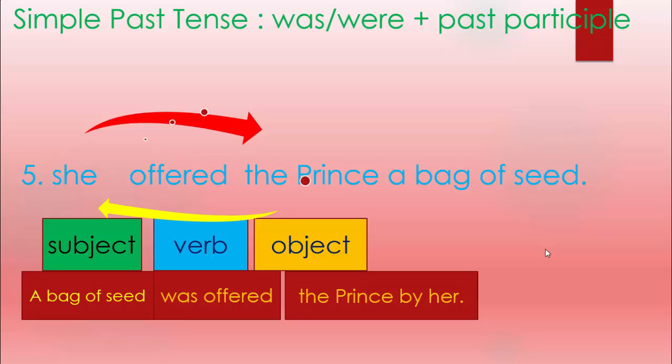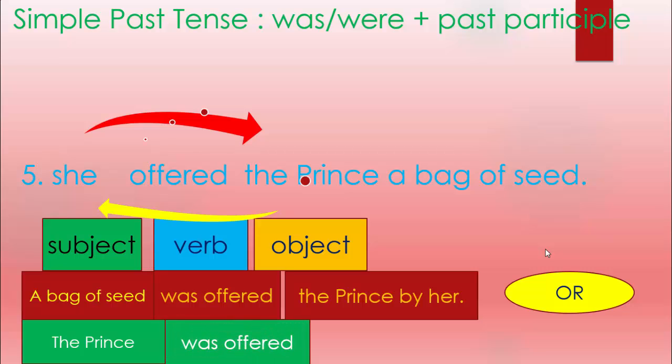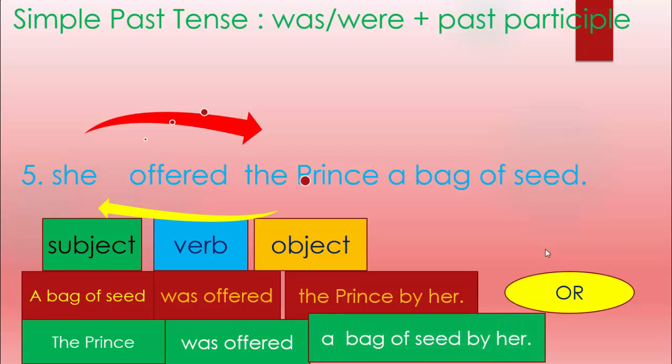Let us solve another way. I take the prince first. Then I take was, then past participle of offered, that is also offered, then a bag of seed, then by, then she becomes her. So the sentence is the prince was offered a bag of seed by her.